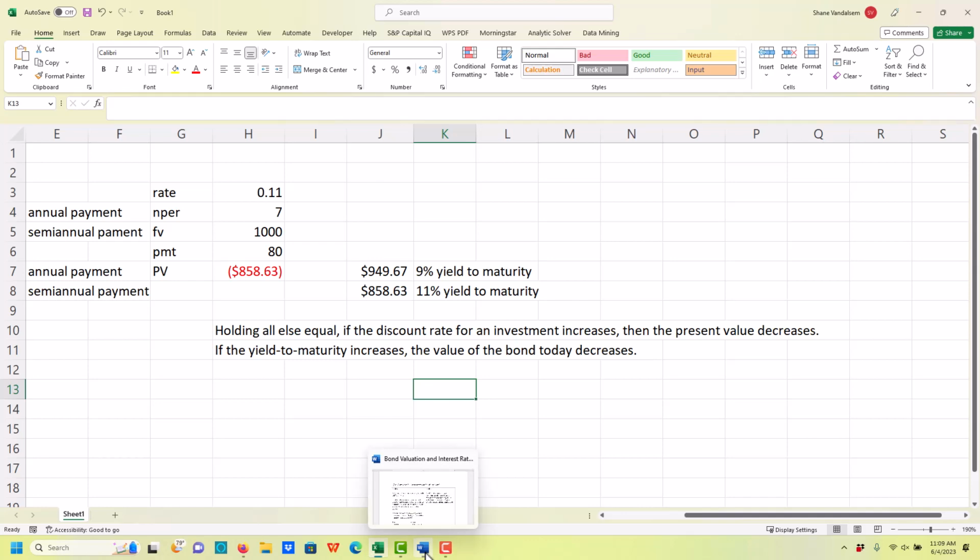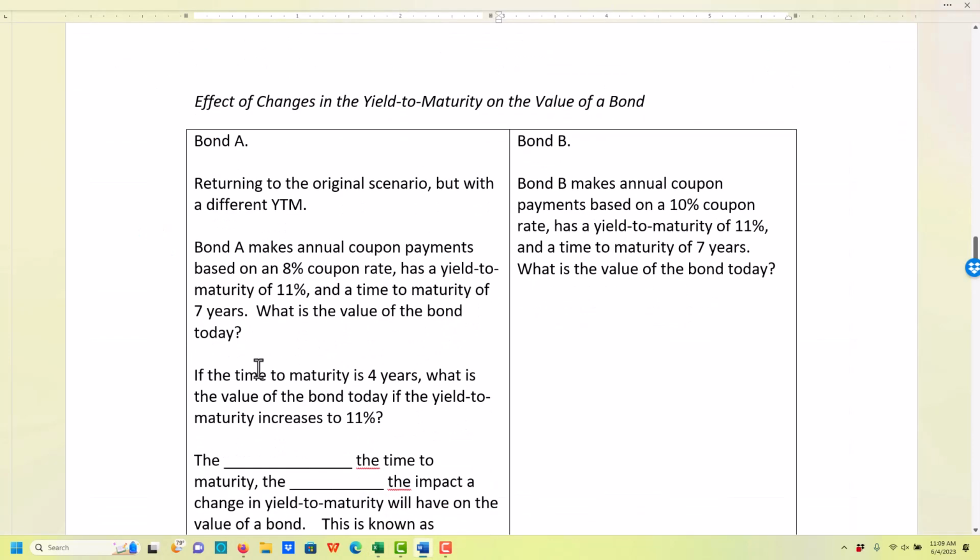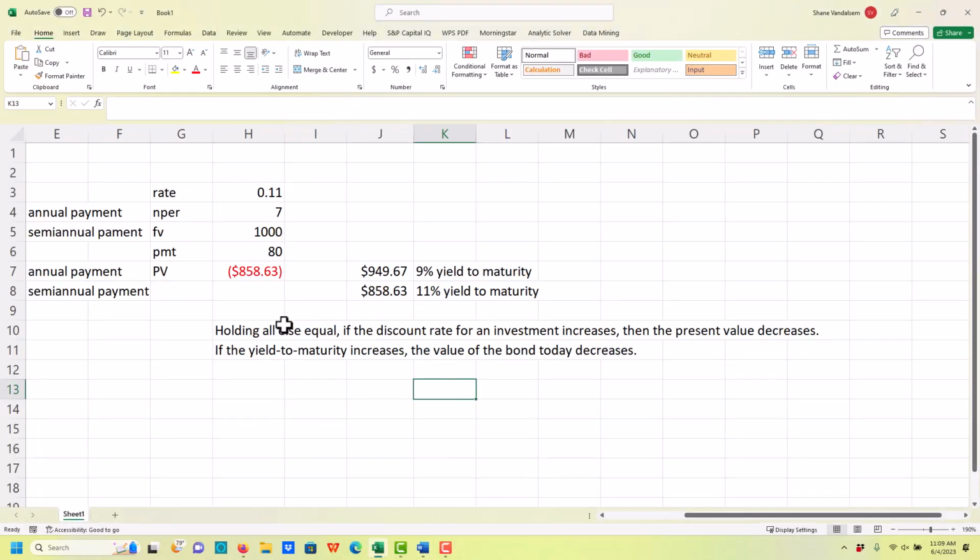So I'll go back out here to the notes. If the time to maturity is 4 years, what is the value of the bond today if the yield to maturity increases to 11%? Okay, so let's go ahead and change our time to maturity. So we're going to take this down 3 years in the future, and we get 906.93.